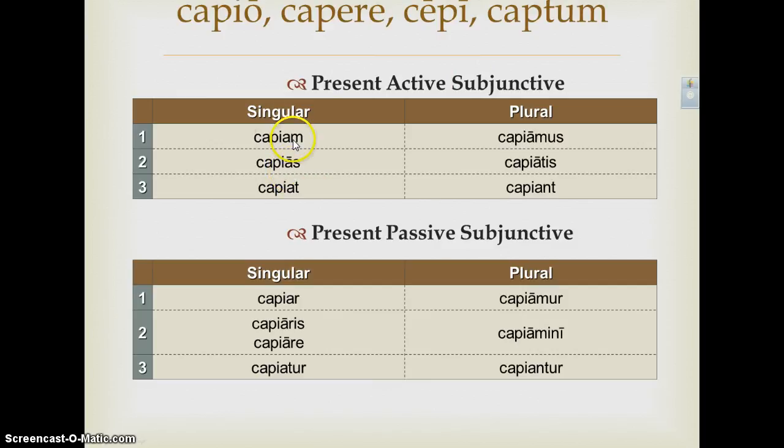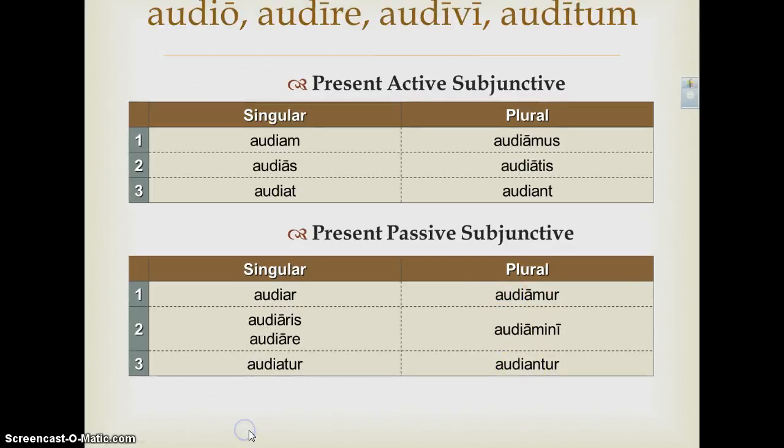Third io, the subjunctive vowel is an IA, so capiam, capias, capiat, capiamus, capiatis, capiant. And in the passive, capiar, capiaris, capiatur, capiamur, capiamini, capiantur.